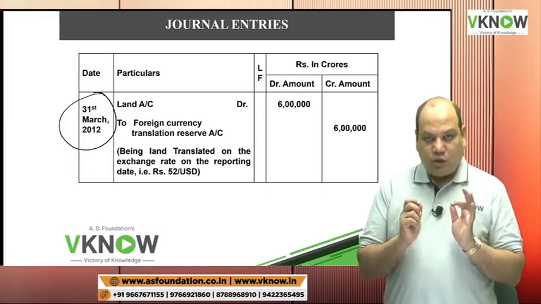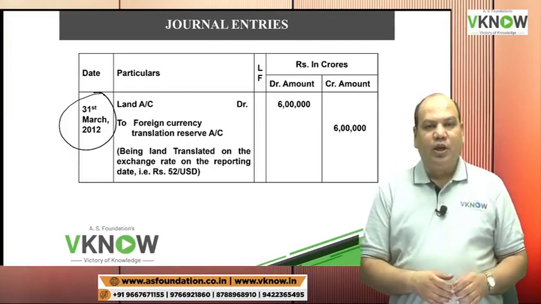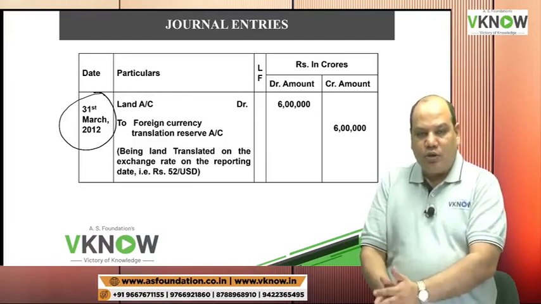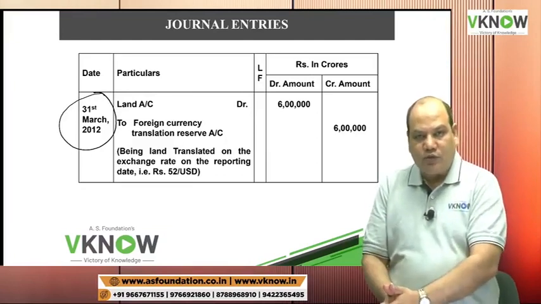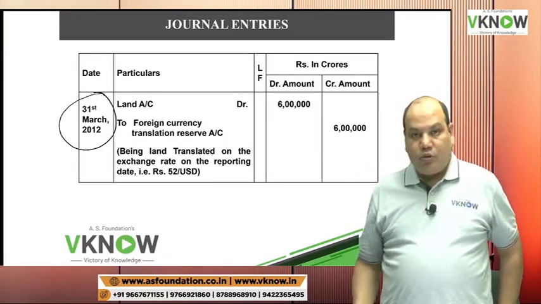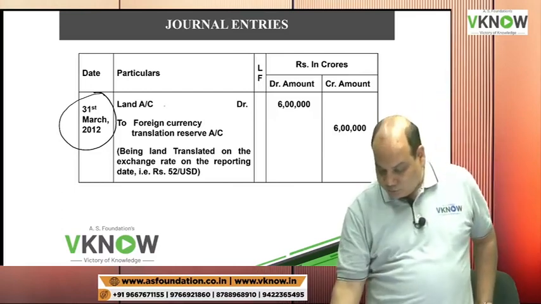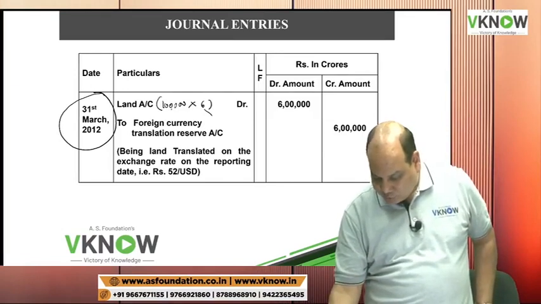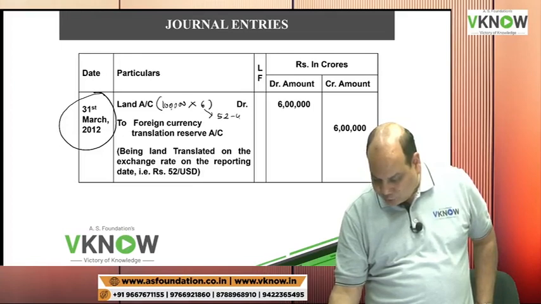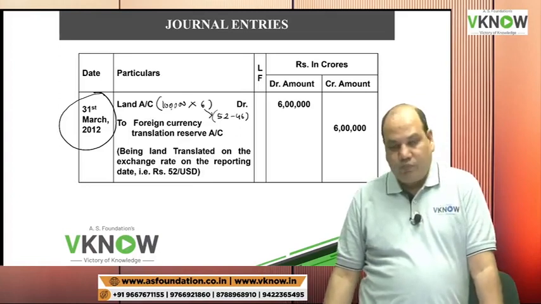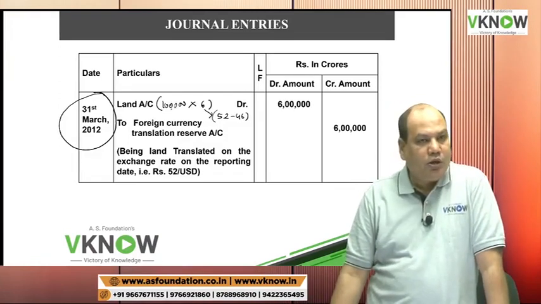non-integral. So one more time the land will be revalued till the date of reclassification. So date of reclassification is 31st March 12. Today the exchange rate has gone up from 46 to 52. So I will revalue the land by 6 rupees. This 6 rupees is the difference between 52 and 46. Okay. So land account debit to FCTR 6 lakh.